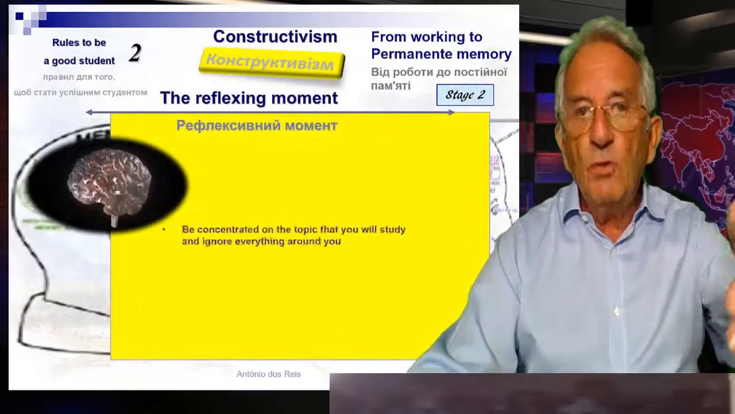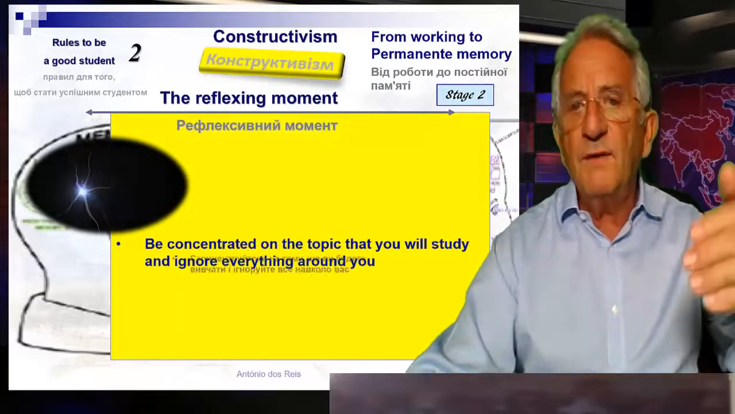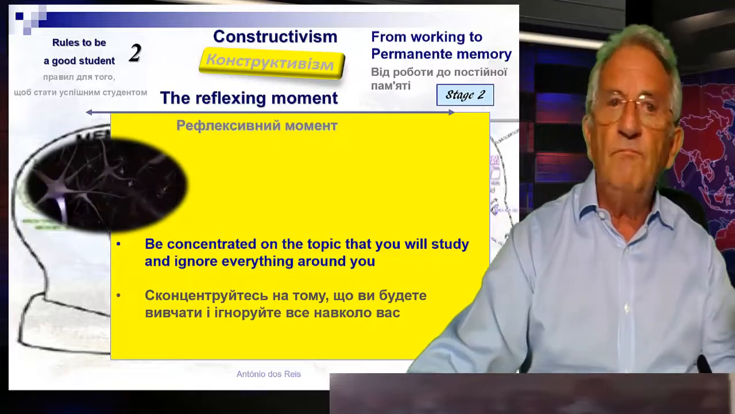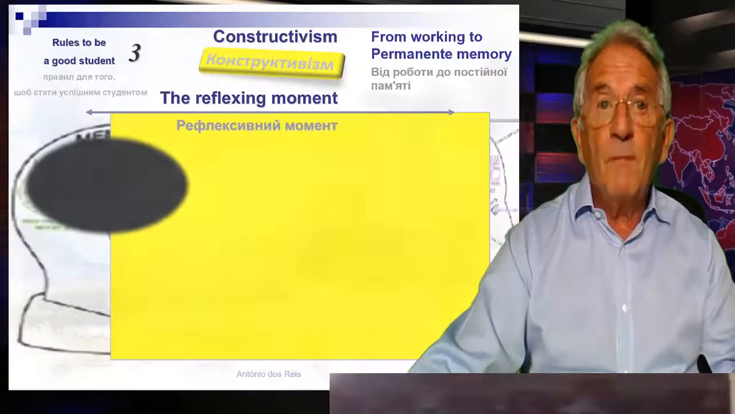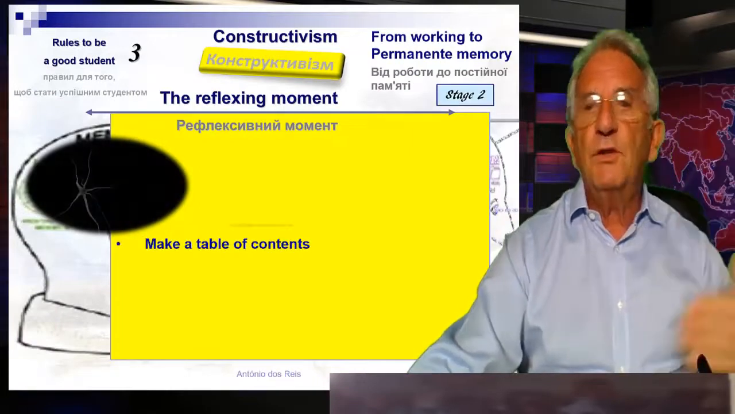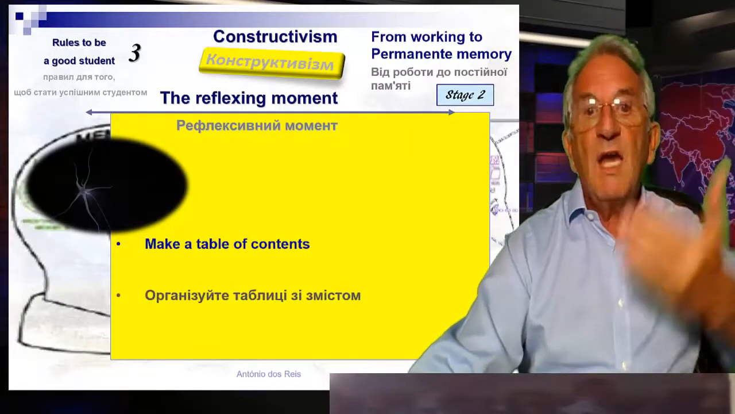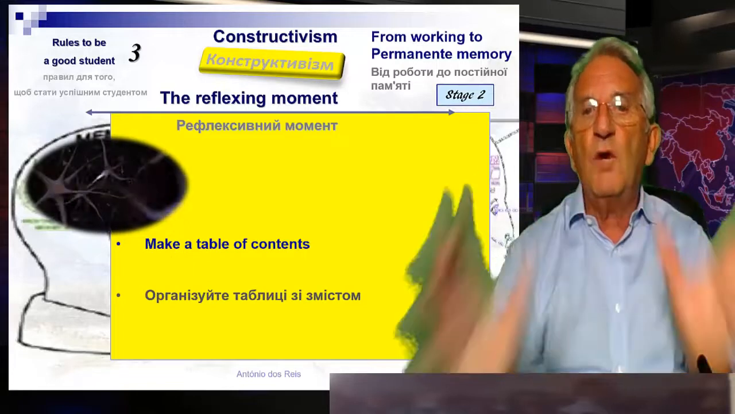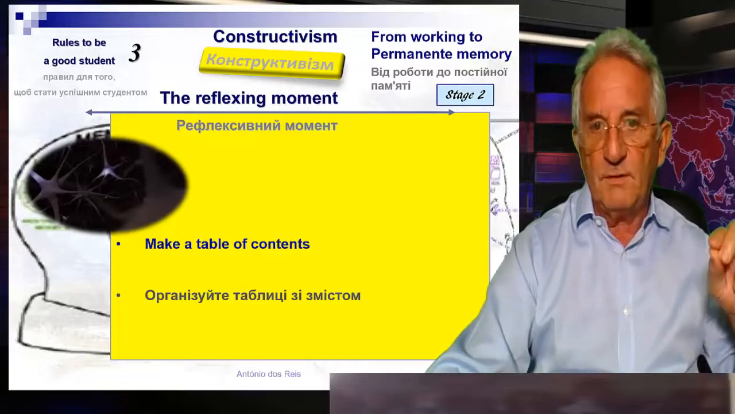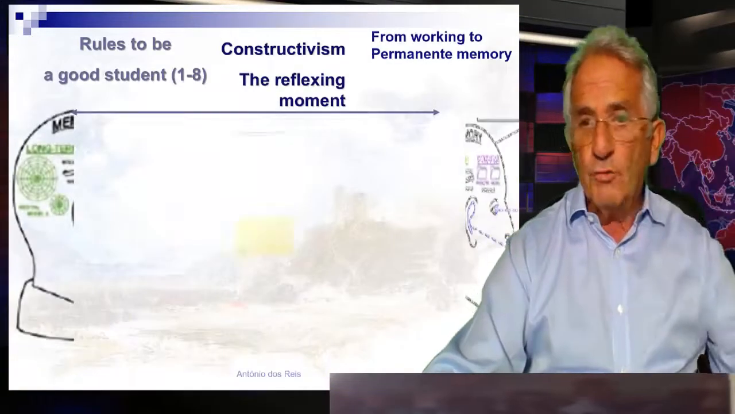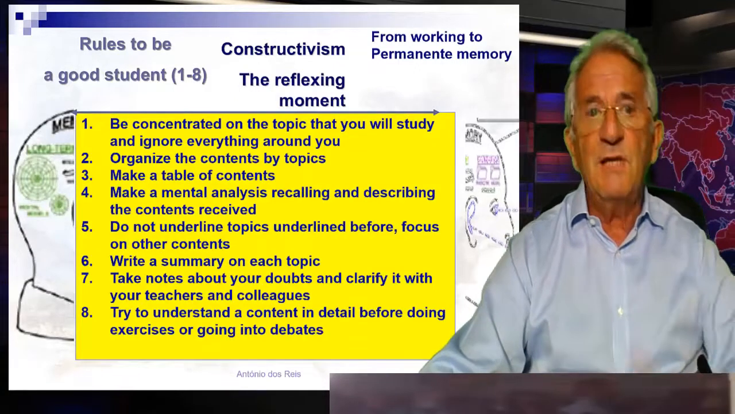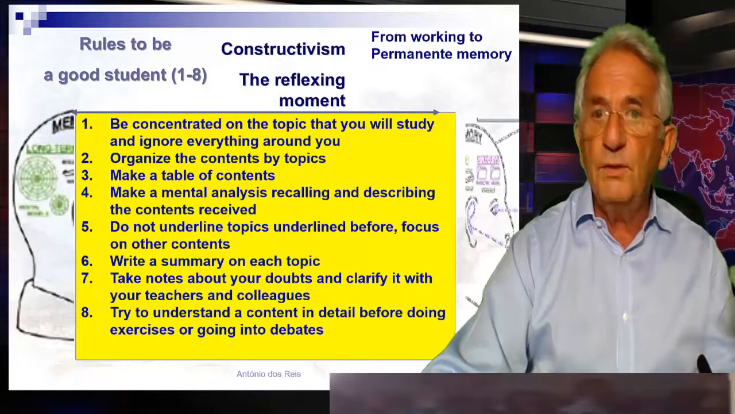Rule number 2, be concentrated on the topics that you are studying and ignore everything around you. But there are more. Rule number 3, make a table of contents, what you are studying and what you are receiving. This helps you to organize your memories and make a proper recording of it. There are more rules that we have available for you. If you want to study this and you want to get this information, all the rules are available.